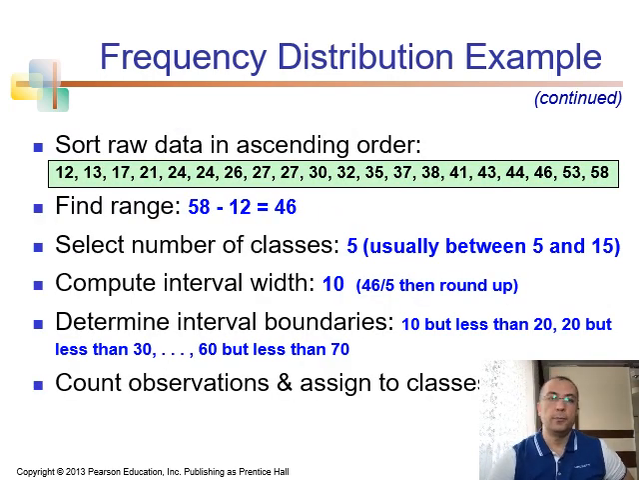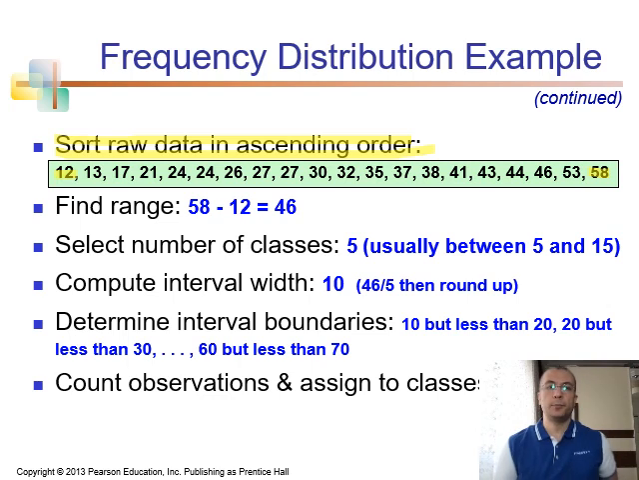First step is to sort the data in ascending order. So sort the data from smallest to largest. What is the range? The range is the maximum, 58, minus the minimum, 12. The difference is 46. That gives us the range. Now, how many classes should we use? If you take the square root of 46, that will be about 6, 7. The course book suggests 5. That's also fine.